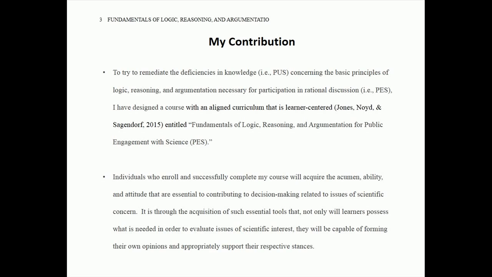Individuals who enroll and successfully complete my course will acquire the acumen, ability, and attitude that are essential to contributing to decision-making related to issues of scientific concern. It is through the acquisition of such essential tools that, not only will learners possess what is needed in order to evaluate issues of scientific interest, they will be capable of forming their own opinions and appropriately support their respective stances. My contribution.